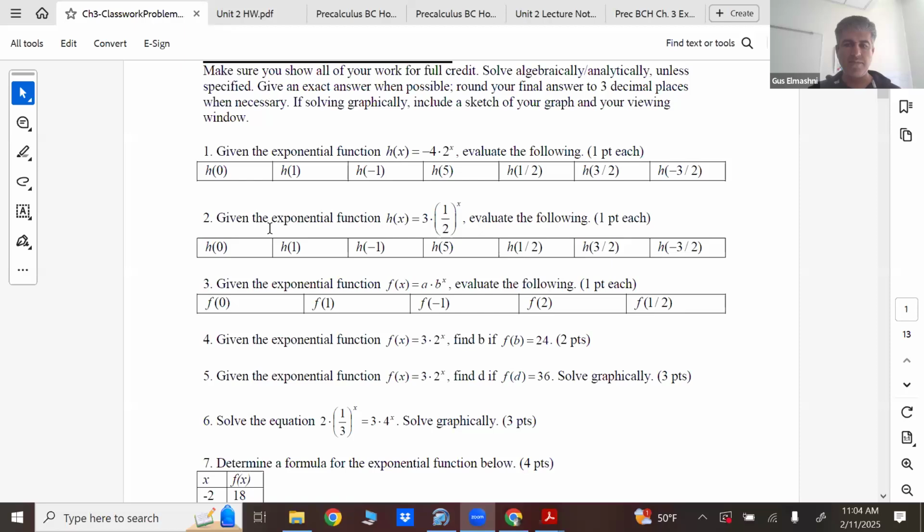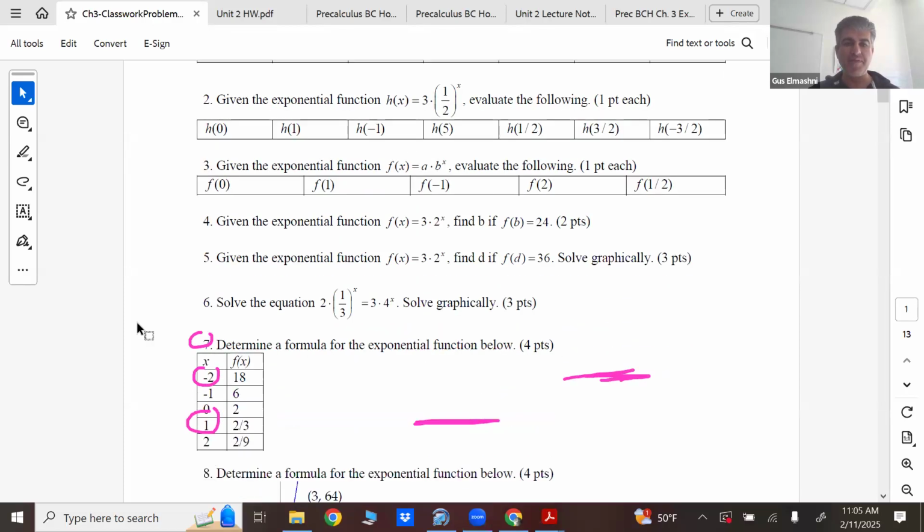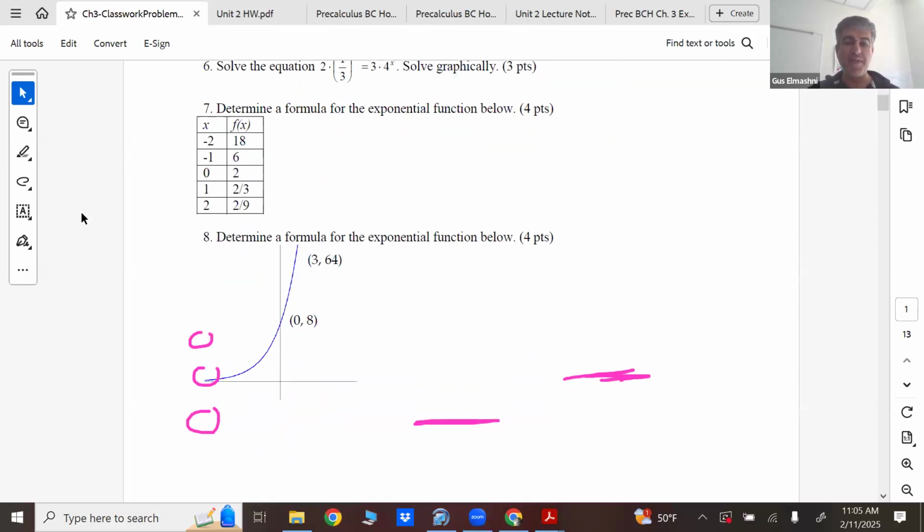Okay. I would say you should, I know you guys can evaluate, so don't really waste your time doing that, but I think solving is good. I like how you solve graphically. You're going to have to use logs, so I think that's good. 4, 5, 6. I think 7, 8 are good.